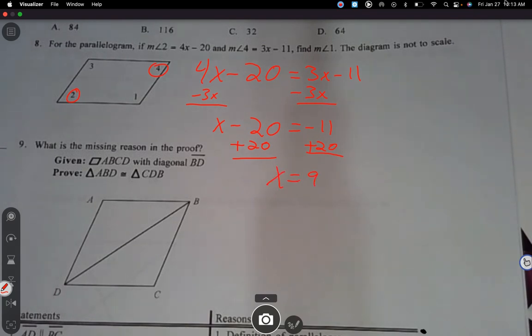It did not ask me for x. It asked me to find an angle. Let's plug it back in. I'll just go with this one. What is 3 times 9 minus 11? 27 minus 11 is 16. So angle 2 is 16 and angle 4 is 16. Is that what it asked me for? No. It asked me for angle 1. What is angle 1 going to be? 180 minus 16. That's a lot of work for that problem. 164.